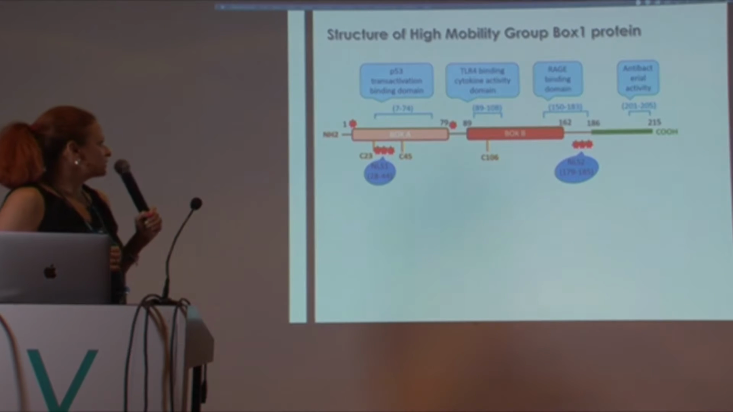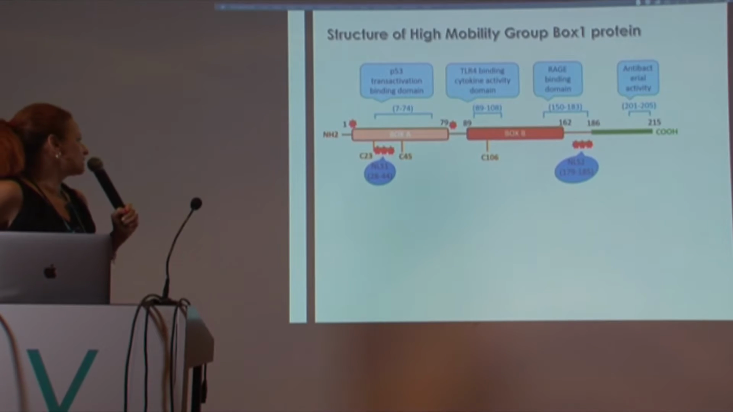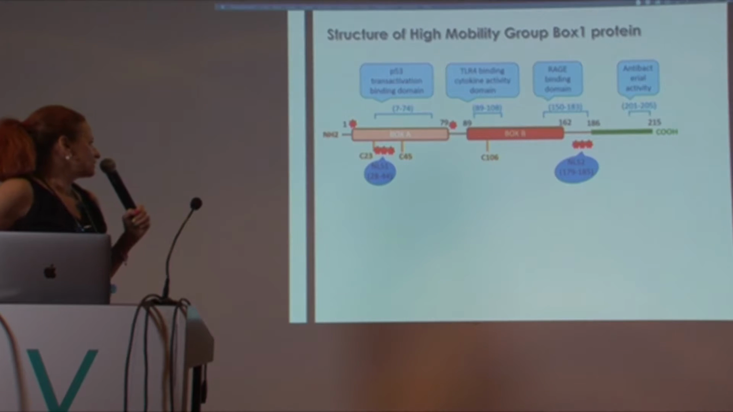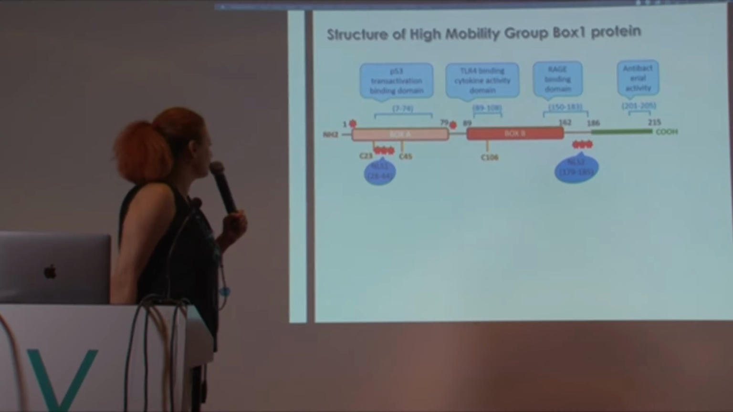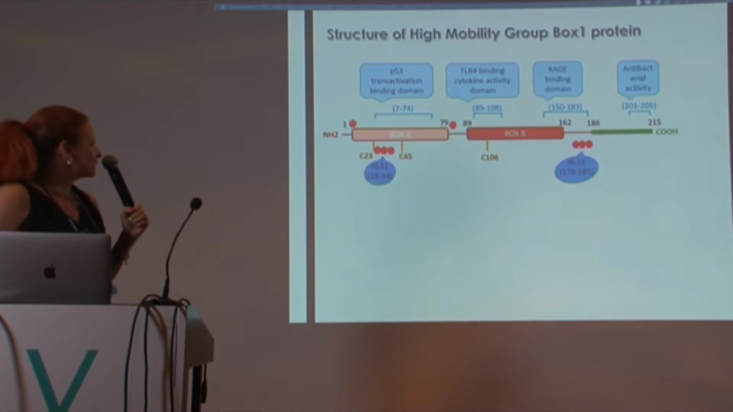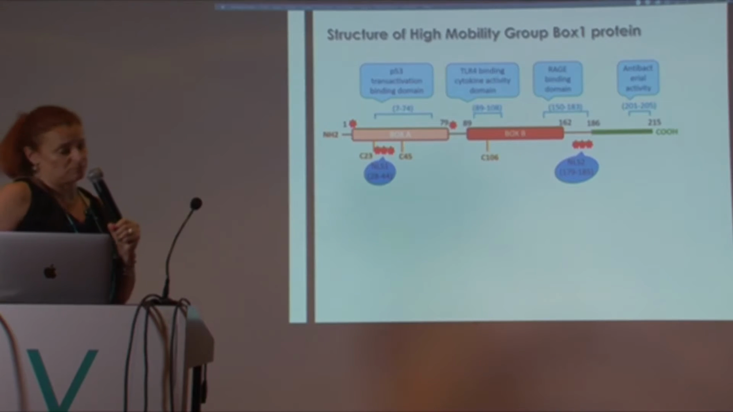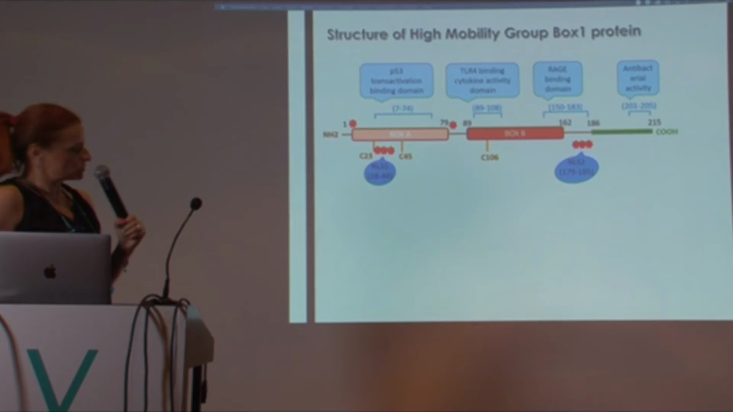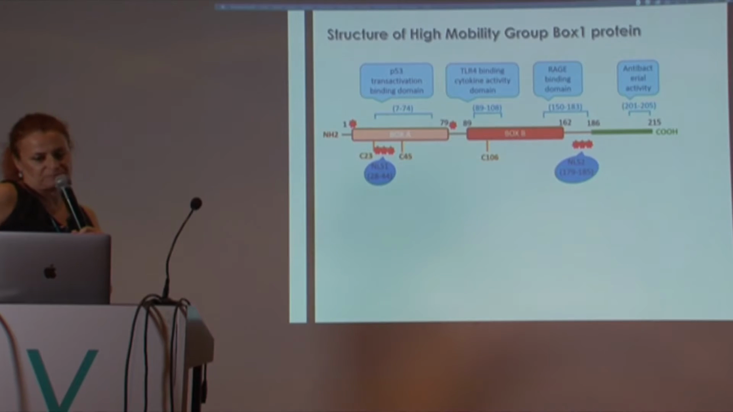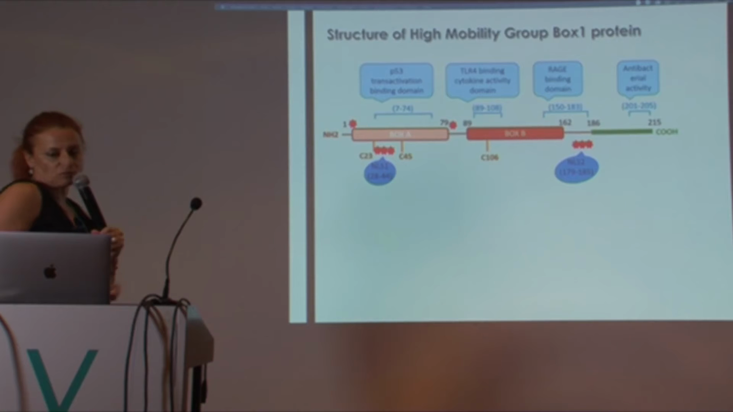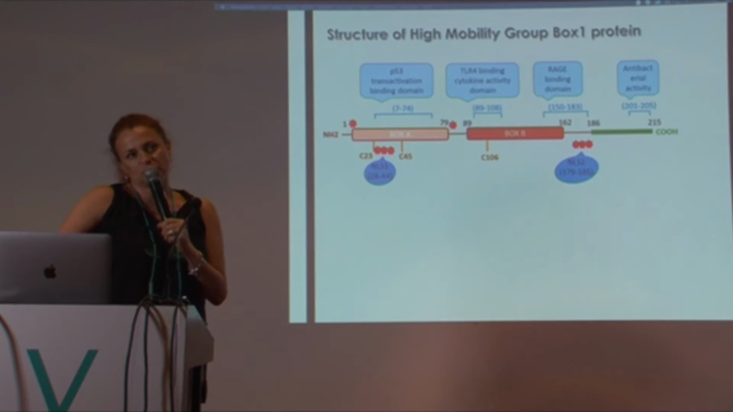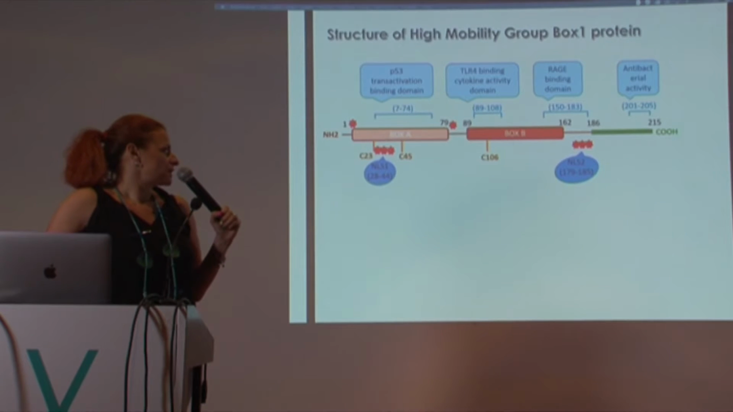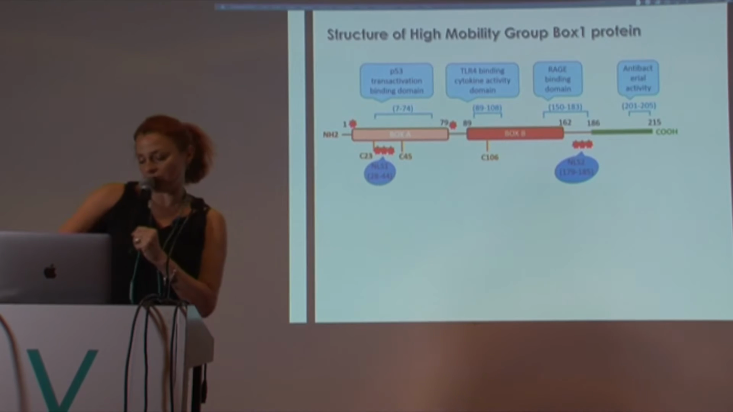So, a little bit about the structure of the protein. It consists of two boxes, where the modern name of the protein comes from, high mobility group box protein. Those boxes are the active part of the molecule by which HMGB1 interacts with DNA. And at the end of the molecule, there is an acidic stretch, which is very important for a lot of the functions of the protein.